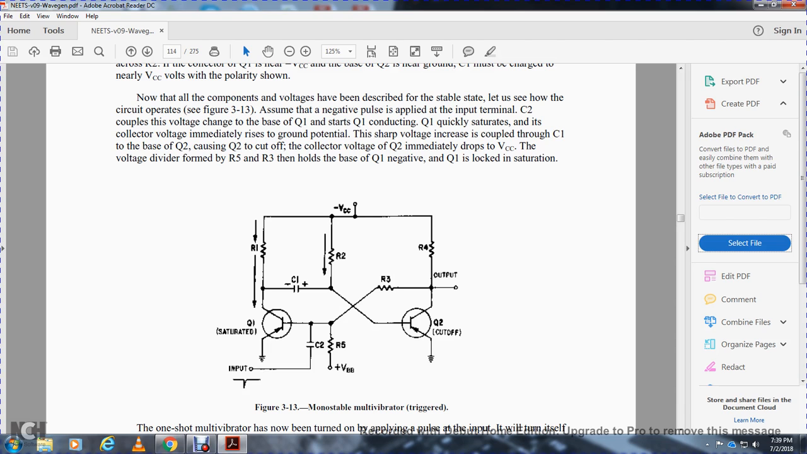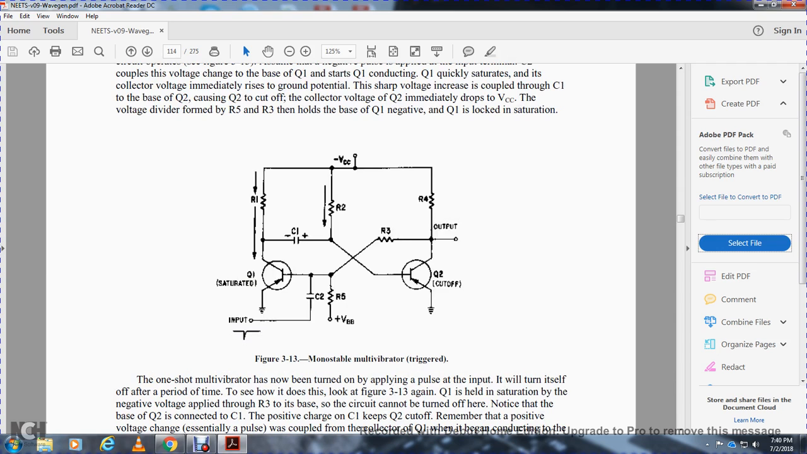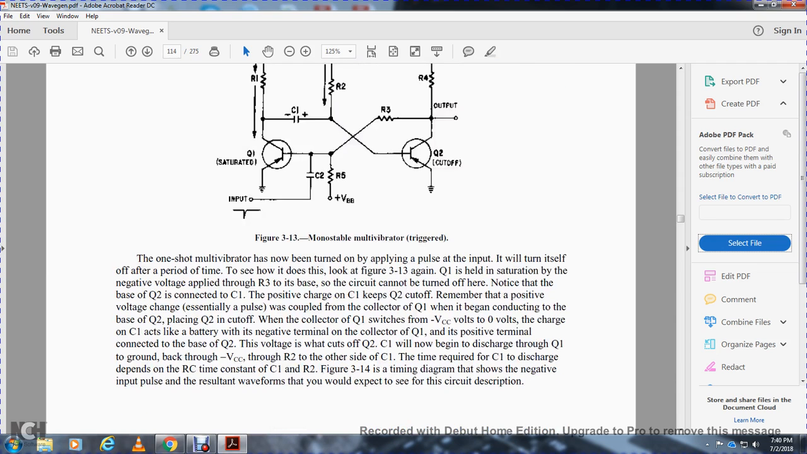The voltage divider of resistors 5 and 3 holds the base of transistor 1 negative while transistor 1 is locked in saturation. Figure 313 shows the monostable multivibrator triggered. The one-shot multivibrator has now been turned on by applying the pulse to the input, but it will turn itself off within a period of time.